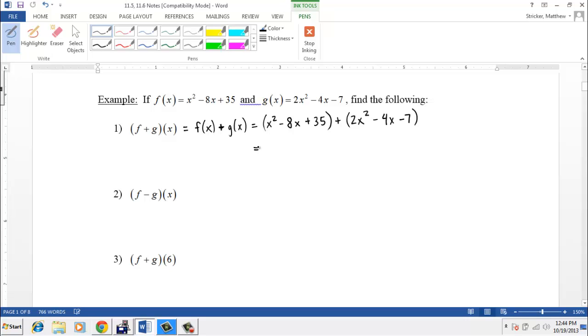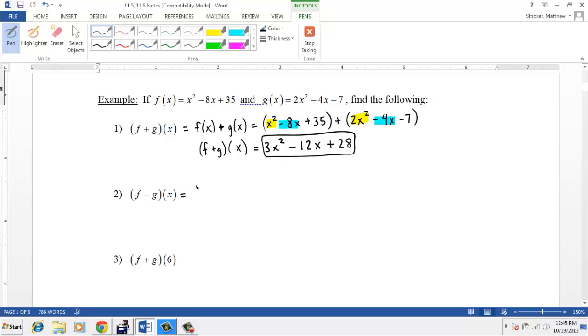Well, hopefully you're saying to yourself there's some like terms here. For example, we have x squared and 2x squared. We know that could combine to make 3x squared. And likewise, we have negative 8x and negative 4x. That can combine to make negative 12x. And then lastly, we have 35 minus 7 gives us a positive 28. So f plus g of x is equal to 3x squared minus 12x plus 28.